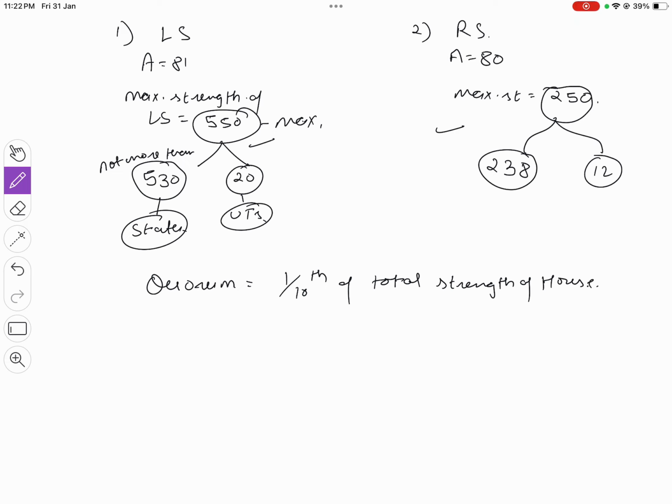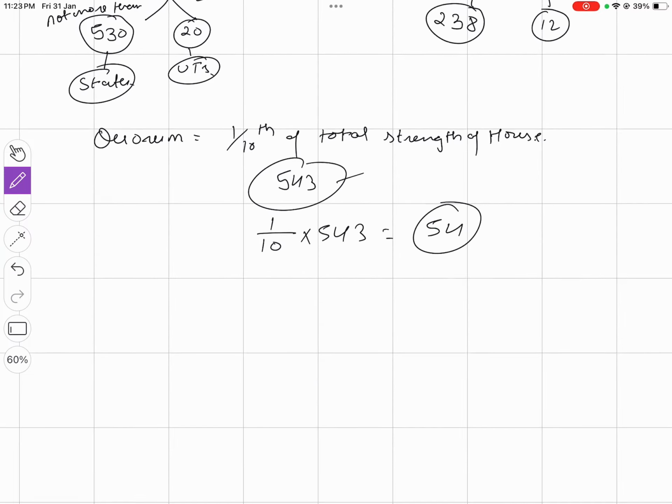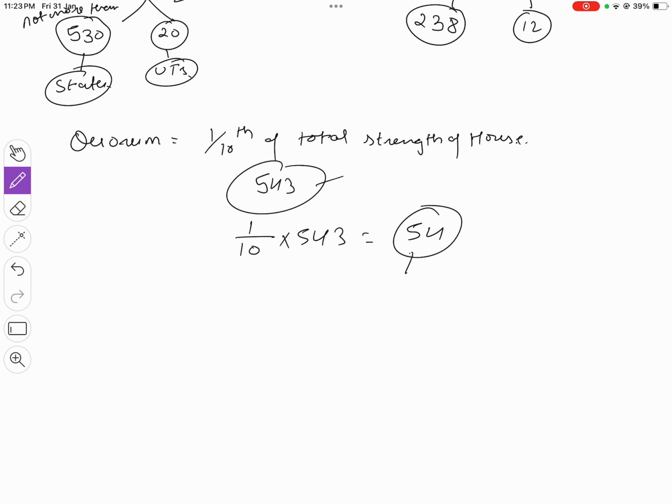Suppose we have 543 members. Then the minimum quorum needed is 54. One thing to note here: this 54 excludes the presiding officer. So you need a minimum of 54 members to transact the business of the house.